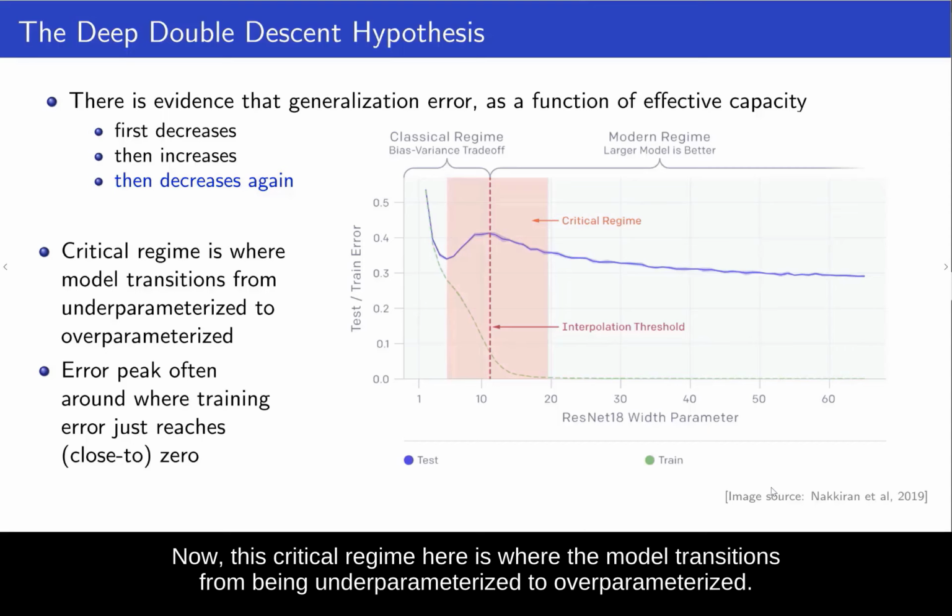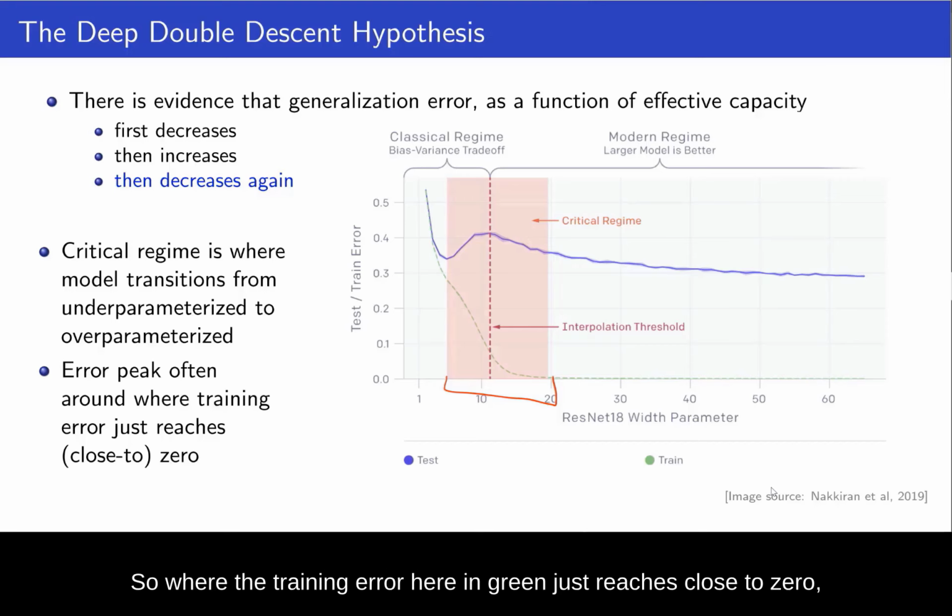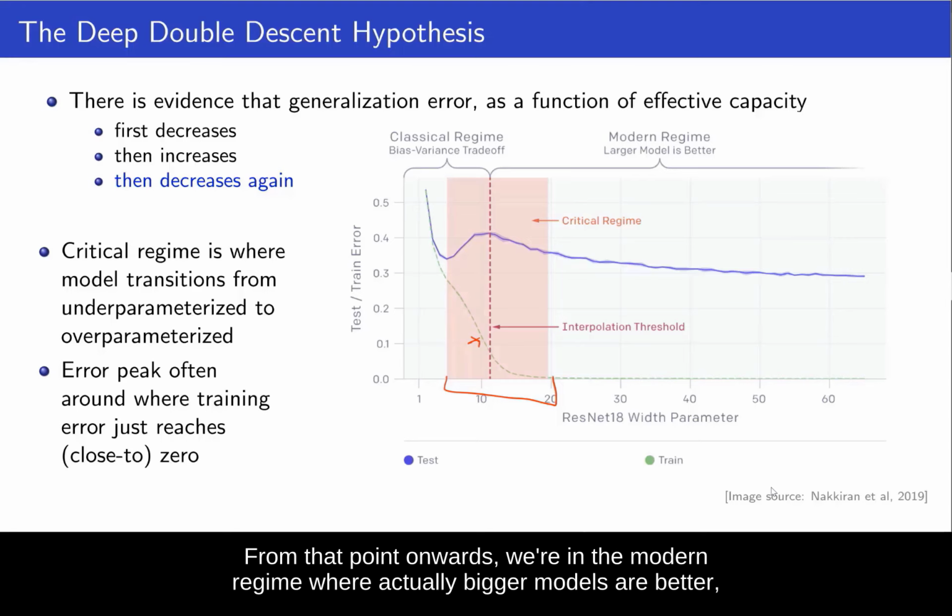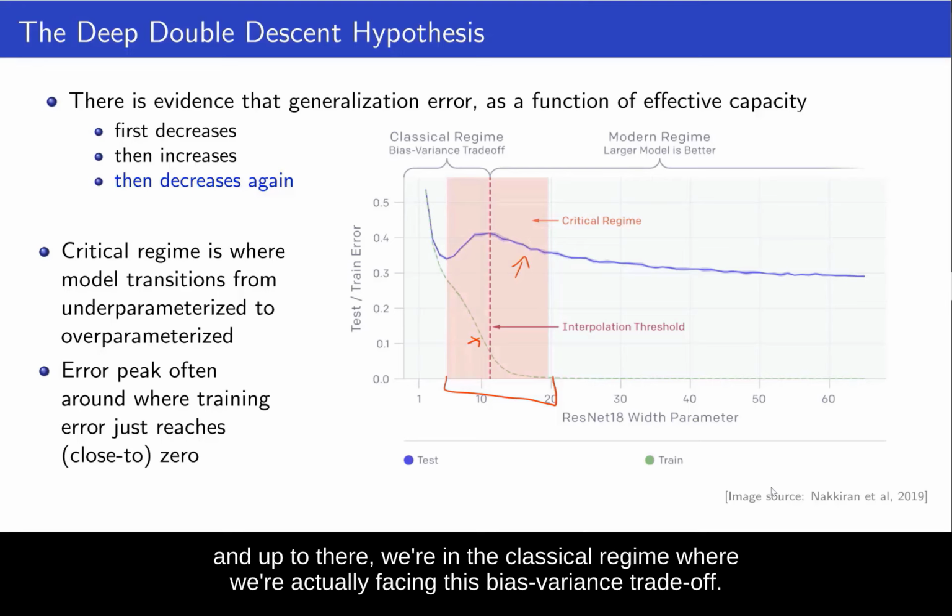Now, this critical regime here is where the model transitions from being under-parameterized to over-parameterized. So where the training error, here in green, just reaches close to zero, and we have just enough effective capacity to fit our data. From that point onwards, we're in the modern regime where actually bigger models are better. And up to there, we're in the classical regime where we're actually facing this bias-variance trade-off.